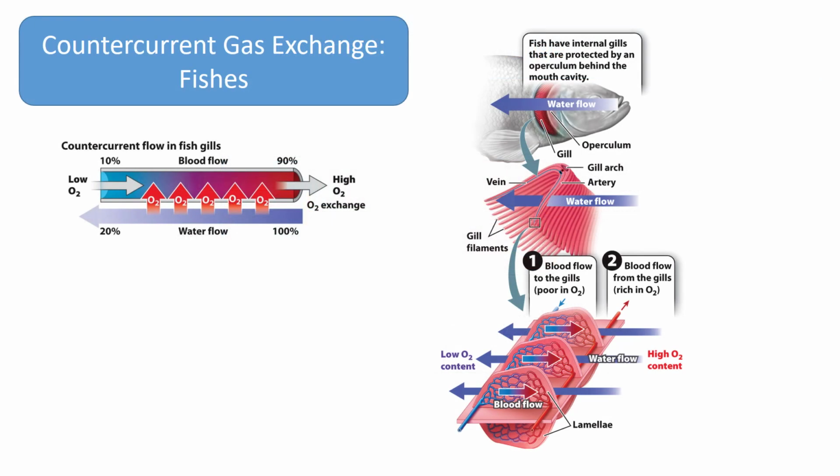As a result of countercurrent exchange, fish gills can extract nearly all the oxygen in the water that passes over them. At the same time, carbon dioxide readily diffuses out of the blood vessels and into the water that leaves the gill chamber. A set of blood vessels carries the O2-rich blood away from the gills to supply the rest of the fish body.